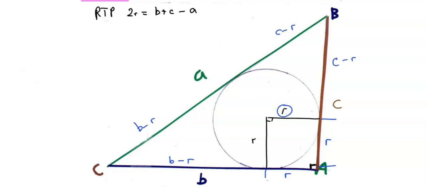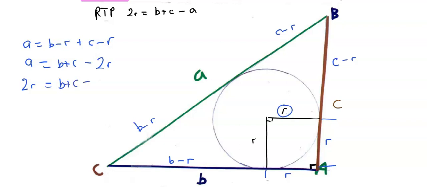And so if we look at the edge a, the hypotenuse, the whole of a will equal b minus r plus c minus r. So a equals b plus c minus 2r. So if I add 2r to both sides and take a off both sides, I have proved the first result required by reference to the fact that tangents from an external point are equal in length.